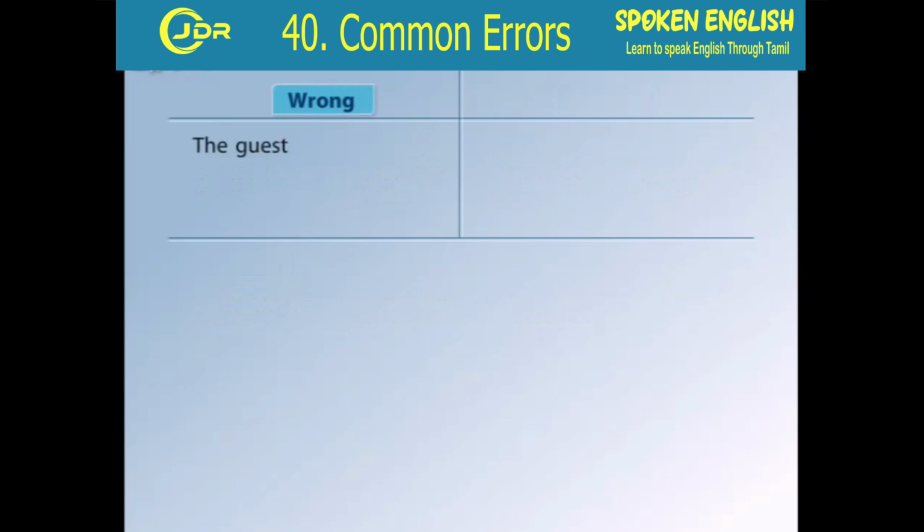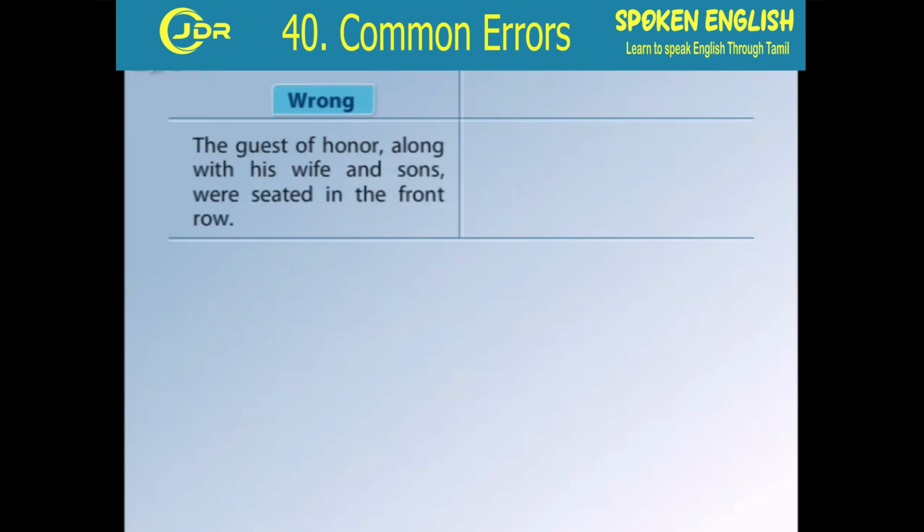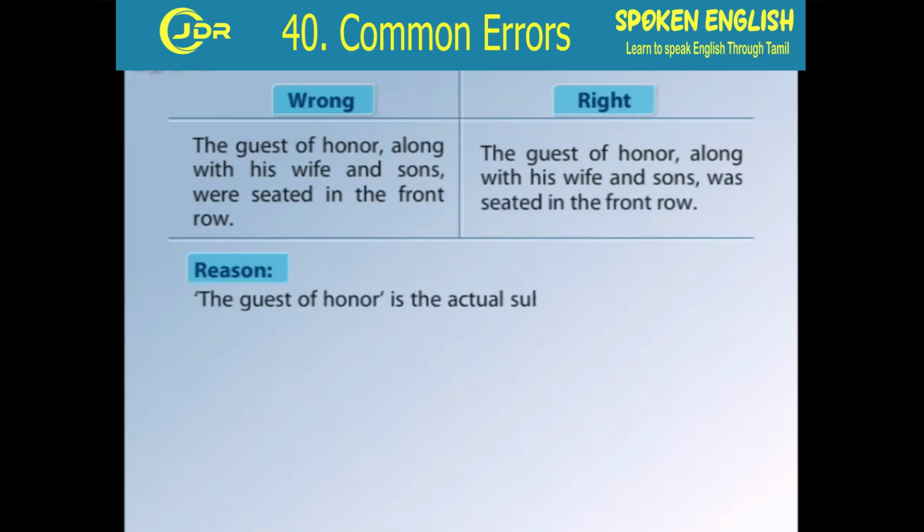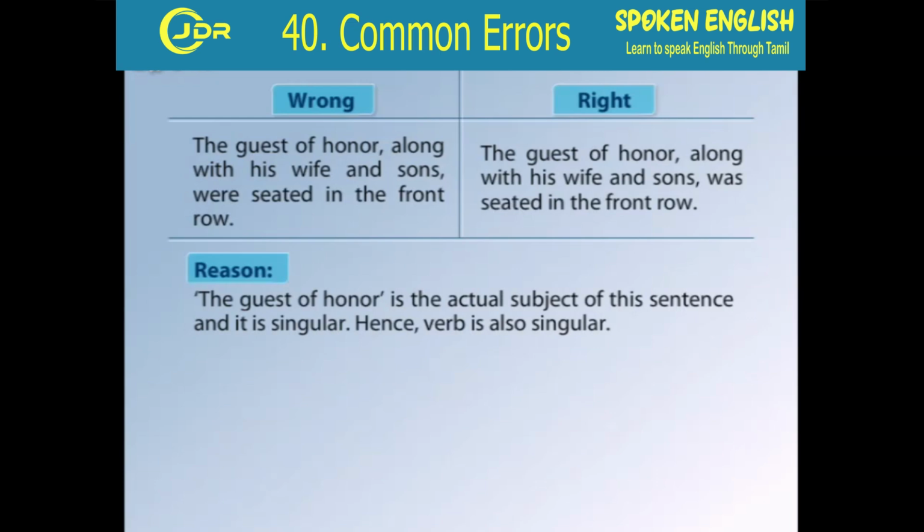Wrong. The guest of honor along with his wife and sons were seated in the front row. Right. The guest of honor along with his wife and sons was seated in the front row. The guest of honor is the actual subject of the sentence and it is singular. Hence, the verb is also singular.